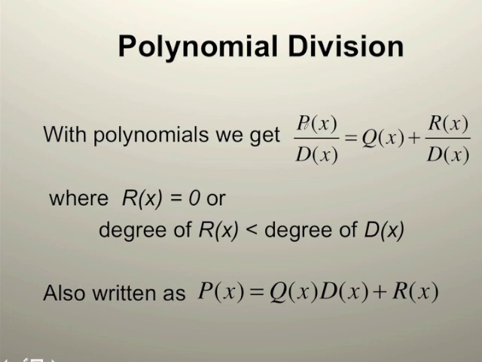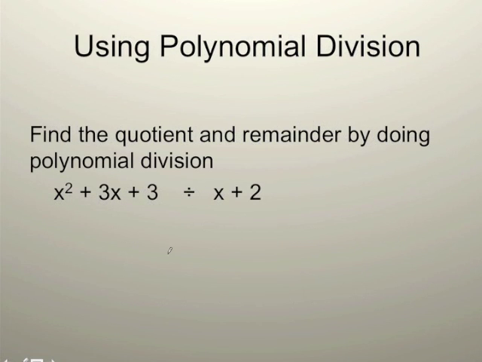For polynomials, we really just add the same thing, except we are adding of x, so polynomial of x, divisor of x. These are all polynomials. And either the remainder equals 0, or the degree of the remainder is less than the degree of the divisor. And that can also be written p of x equals q of x times d of x plus r of x. So let's practice polynomial division.